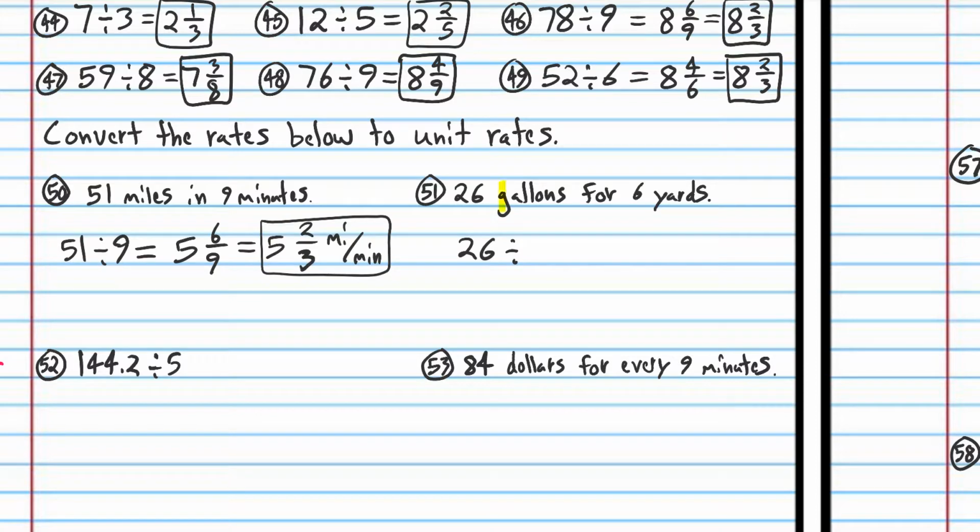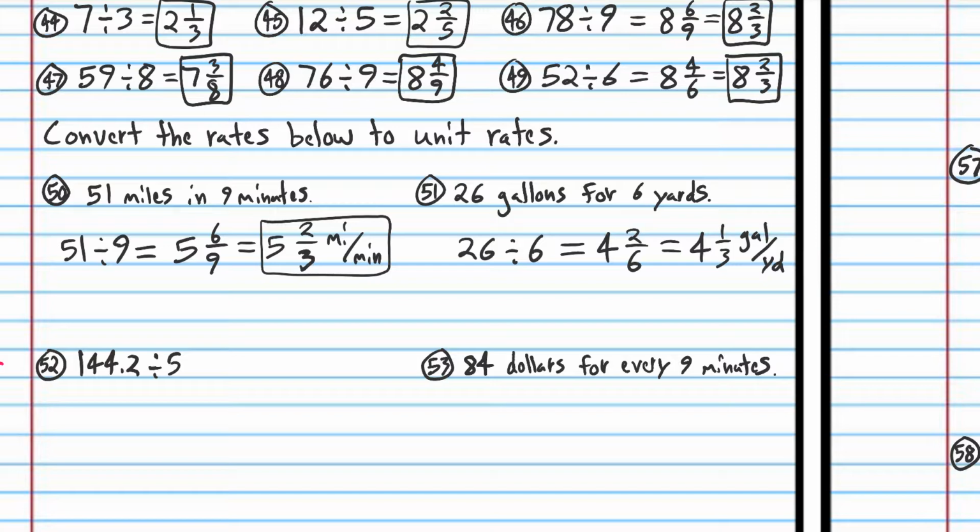We don't want the number of gallons in 6 yards. We want the number of gallons in 1 yard, or for 1 yard. That's called a unit rate. So we divide 26 by 6, and 6 goes in. Let's see, 6 times 4 is 24. 26 minus 24 is 2. So we have 4, and divide both. And we have 4 and 1/3. Divide both numbers by 2, we get 1/3, and we have gallons per yard.